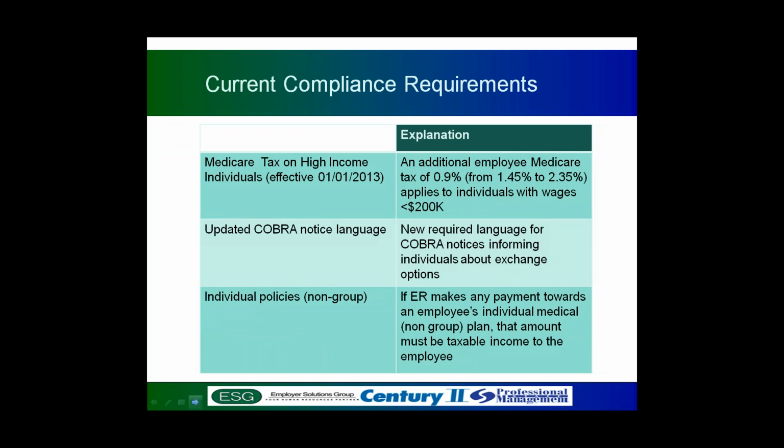Now, there are other requirements, and these are compliance requirements. And these include, and this is one that's only for highly compensated individuals, the Medicare tax on high-income individuals. Back in January 2013, if you made more than $200,000, then your Medicare tax increased by 0.9%, so your tax went from 1.45% to 2.35% on wages. And that only applied to, of course, those individuals making more than $200,000.